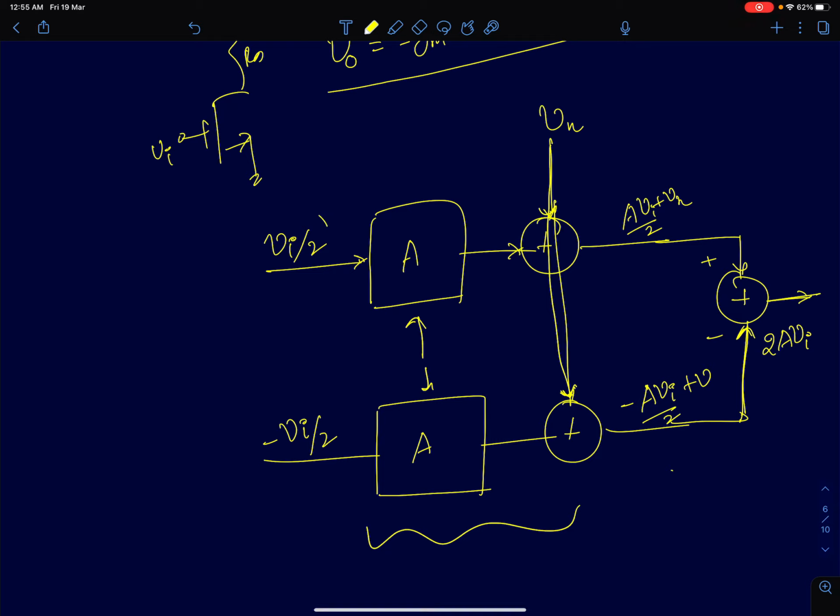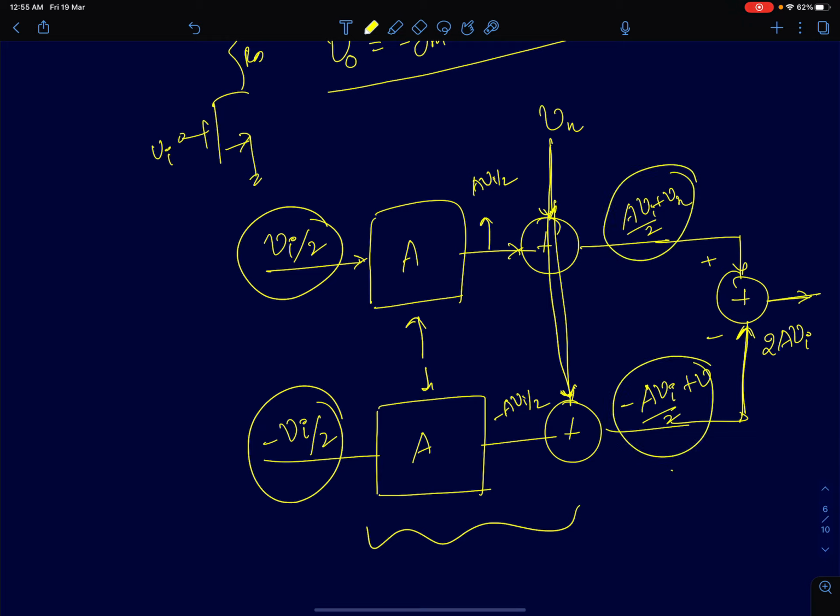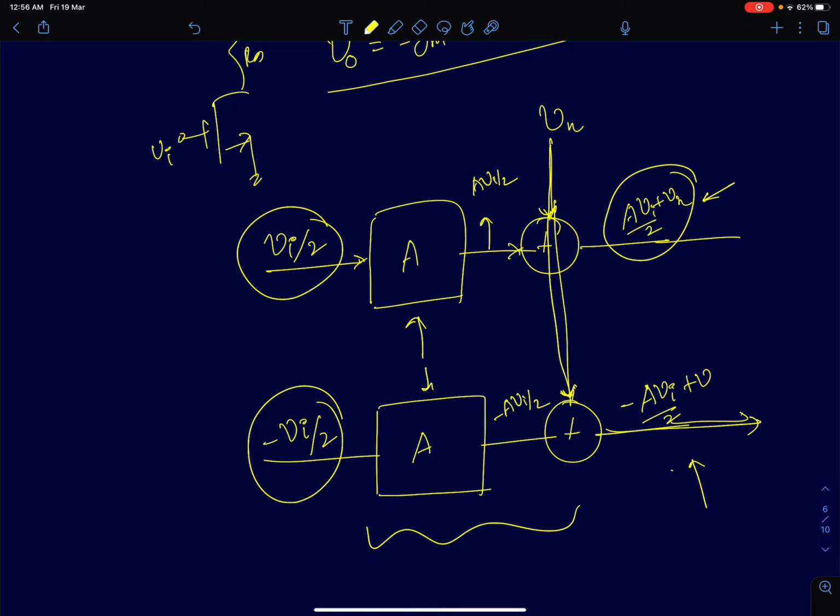Now what I'm going to do, I'm applying plus Vi by 2 to one amplifier and minus Vi by 2 to another amplifier. So the output of this amplifier here is going to be A times Vi by 2, and here it's going to be minus of A times Vi by 2. So after the noise getting added, what you're going to receive at the output of these two amplifiers will be A times Vi by 2 plus Vn and minus A times Vi by 2 plus Vn. Now if you see here at the output, the noise Vn is added to both the outputs. Both the amplifiers' outputs, the noise is just added.